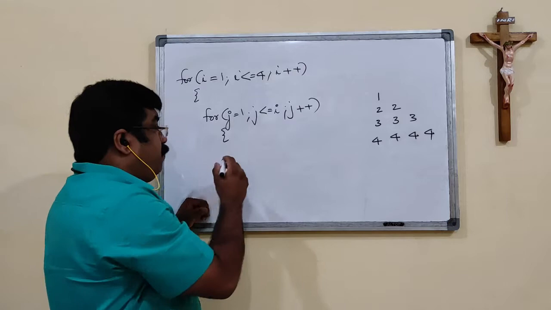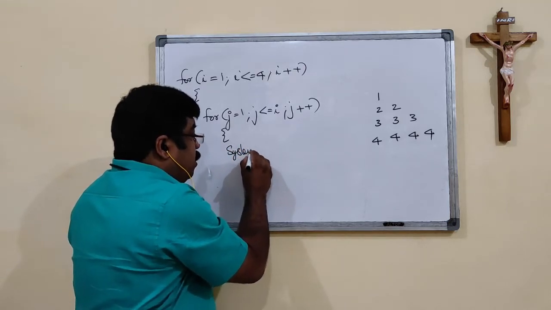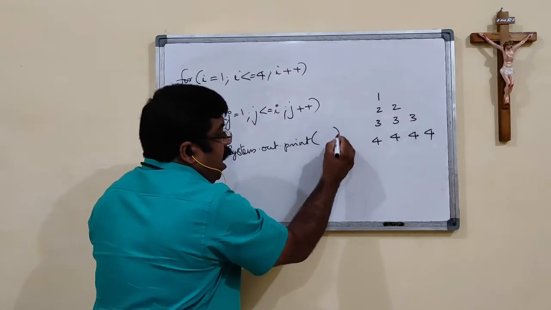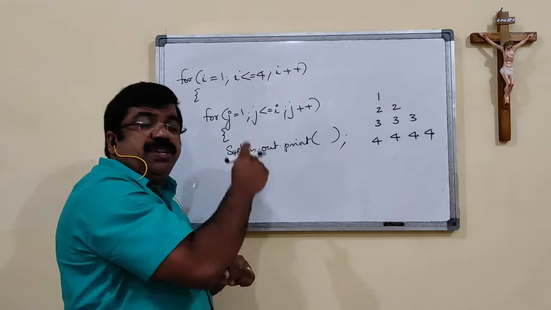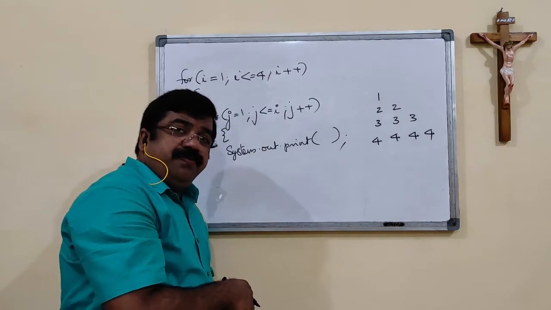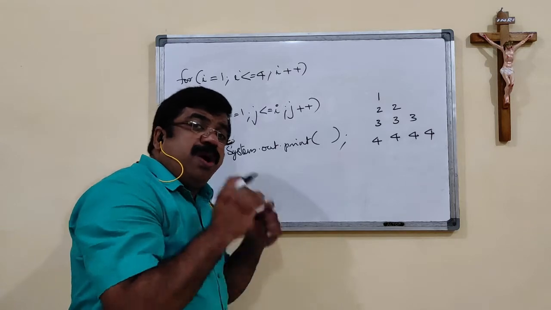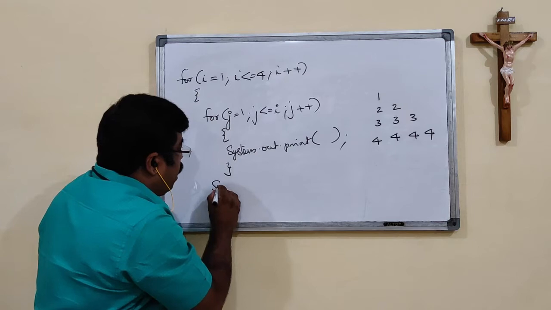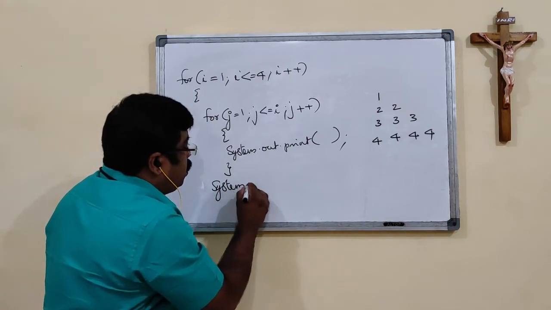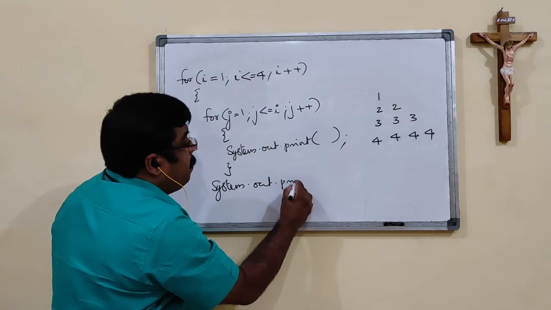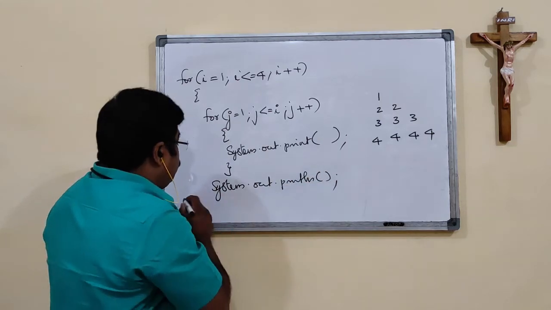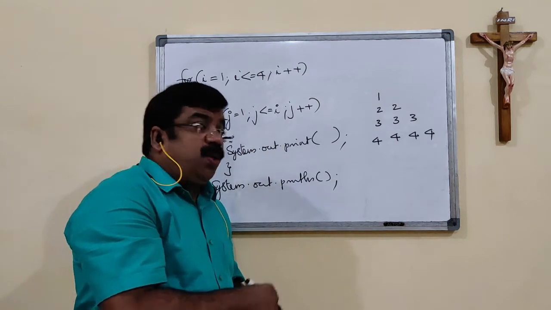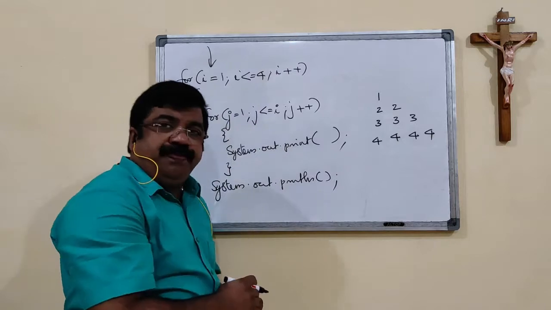Within the loop, we will give the previous statement. What is that? System dot out dot print, and within the brackets, what we have to give, that's what we are going to see. Now, one more line we are having, which is System dot out dot println. This is for forcing the cursor to go to the next line. Okay, we are coming from the top.